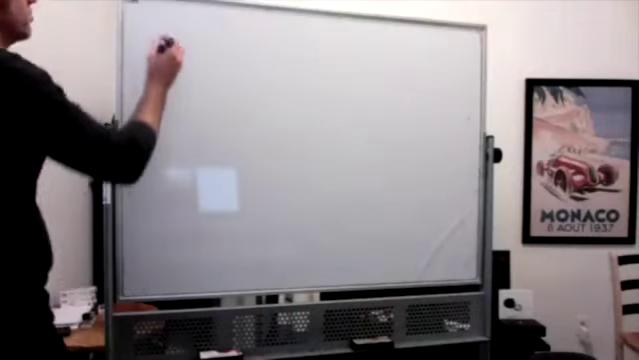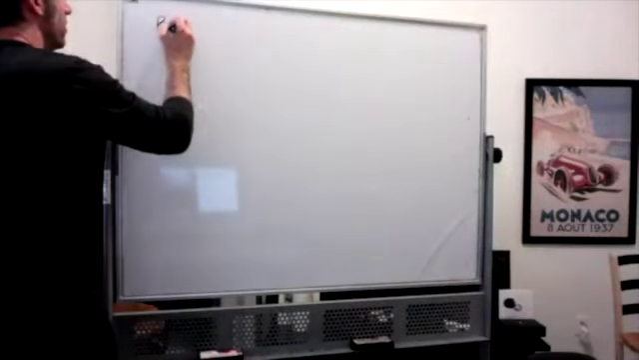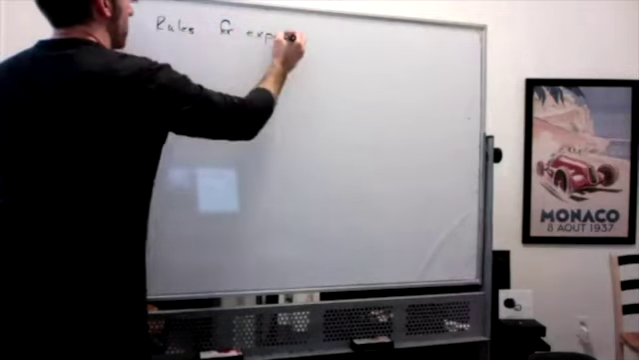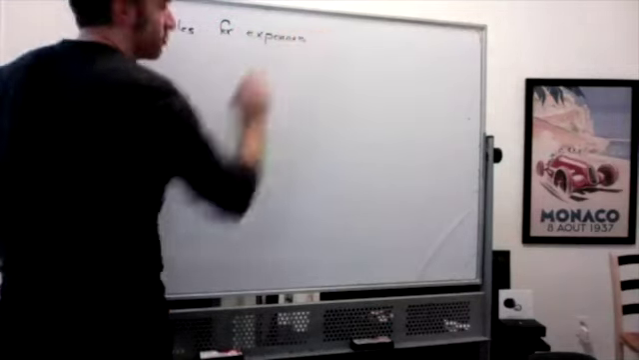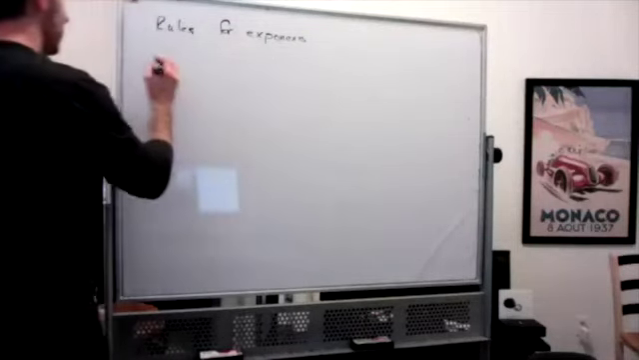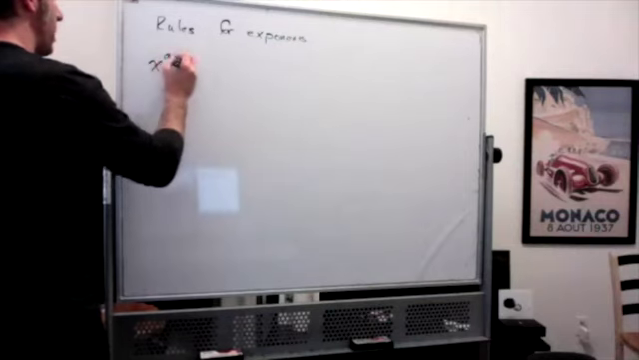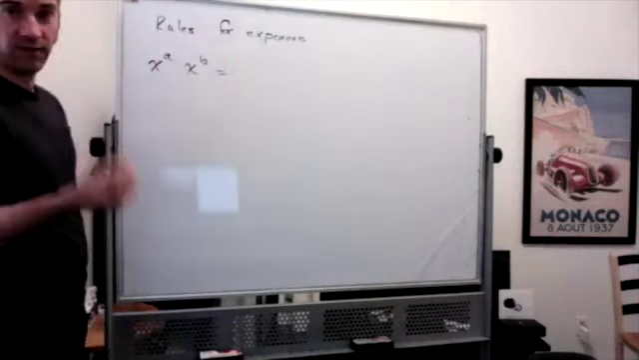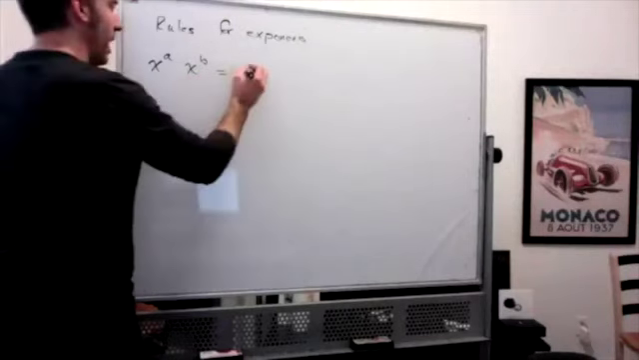So here are some rules for exponents. So kind of the most important rule of them all is the following one. It's that x to the a times x to the b. When you multiply two things together that have the same base, you add the exponents.